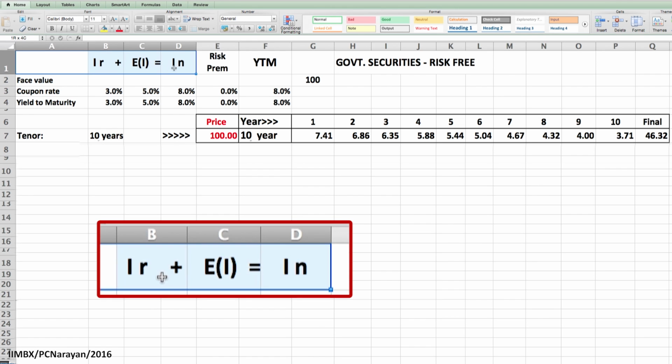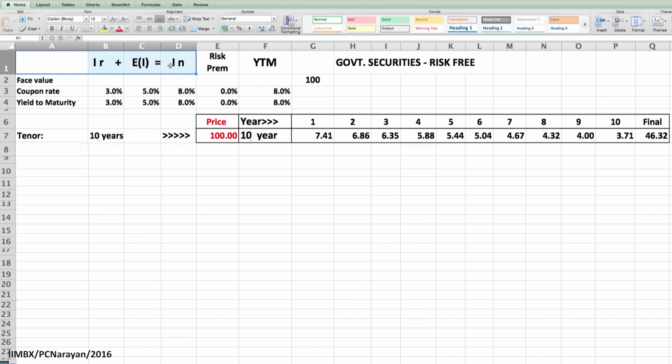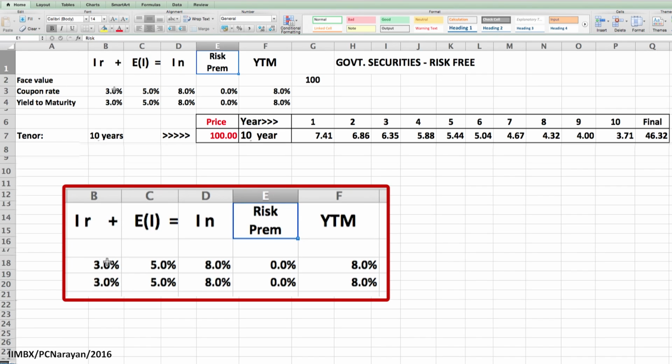Now if you recall, in an earlier session we looked at real interest rate plus expected inflation is equal to nominal interest rates. This was the Fisher equation. We have now added this concept of a risk premium. The real interest rate is 3%, the expected inflation rate is 5%, and therefore the nominal interest rate, which is a sum of the real interest rate and expected inflation, will give you a figure of 8%.